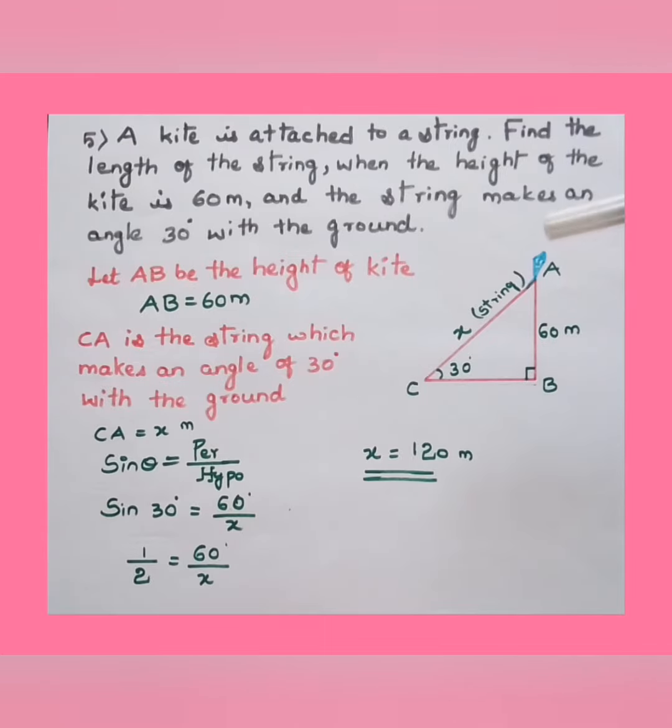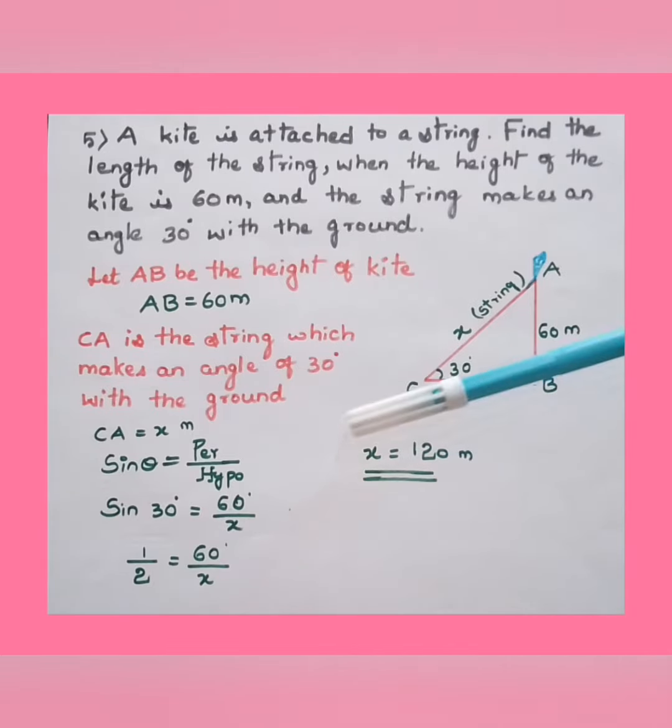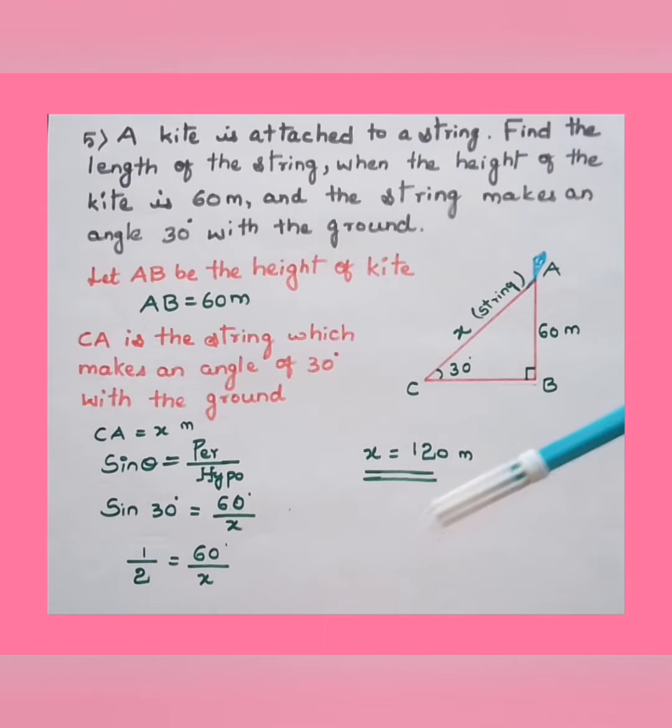By this time I think it should be clear what to take, whether sin theta, cos theta or tan theta. Now let AB be the height of the kite. Then CA is the string which makes an angle 30 degrees with the ground. Therefore CA is equal to x meters. Sin theta is equal to perpendicular by hypotenuse. So sin 30 is equal to perpendicular 60 meters divided by hypotenuse x. Sin 30 is 1 by 2, which is equal to 60 by x. So cross multiply, x goes to the other side and 2 into 60 gives us 120. Therefore x is equal to 120. What they have asked is to find the length of the string. Therefore the length of the string is 120 meters.